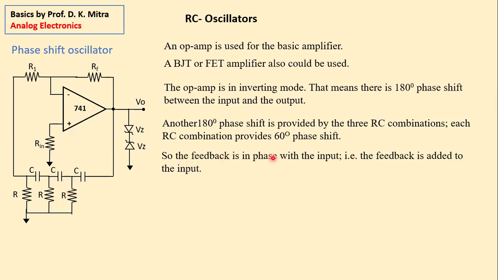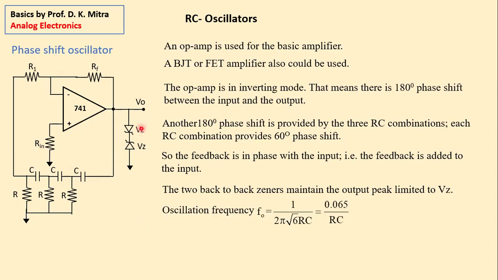So the feedback is in phase with the input. That means when there is a 180-degree phase shift, the feedback is in phase with the input. And in-phase input means it is the positive input, right? Now, there are two Zeners we need in the phase shift oscillator. That is to limit the output to the amplitude of Vz. This has nothing to do with the feedback circuit.